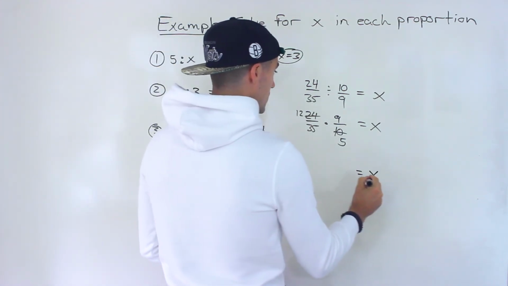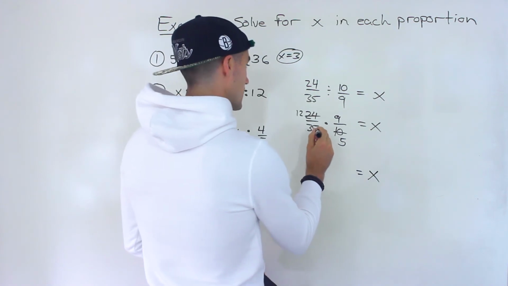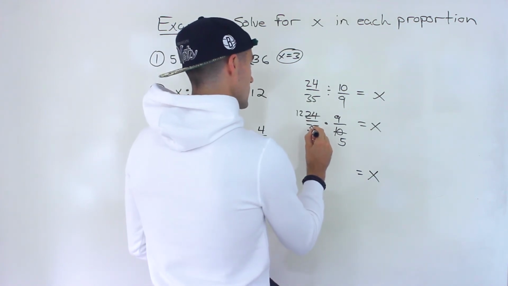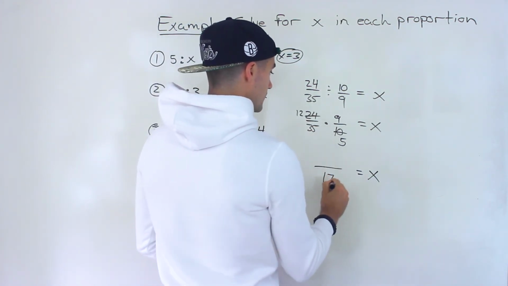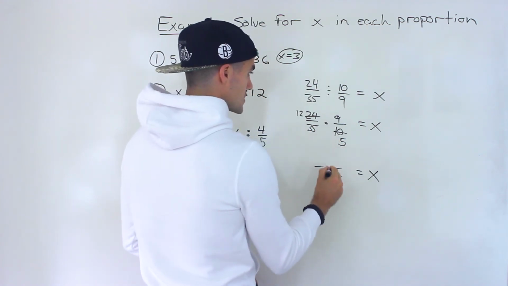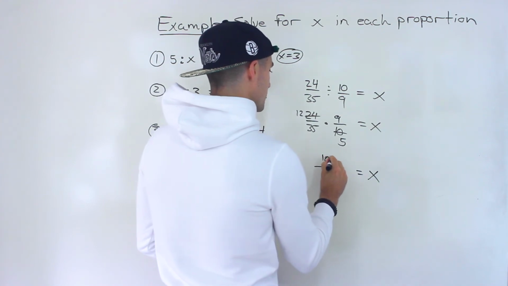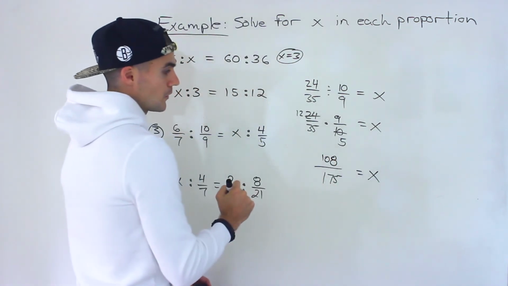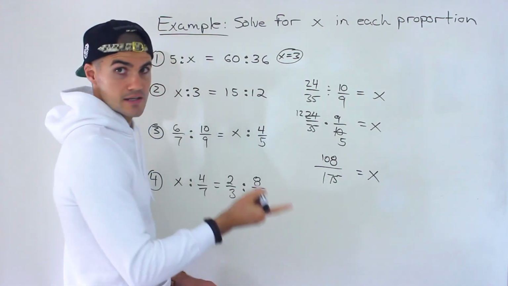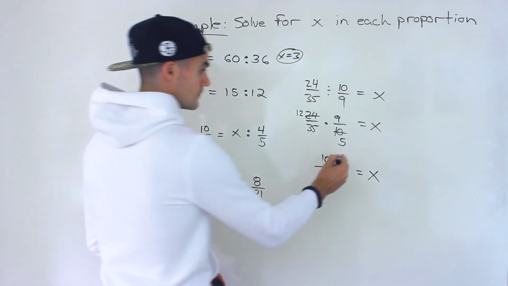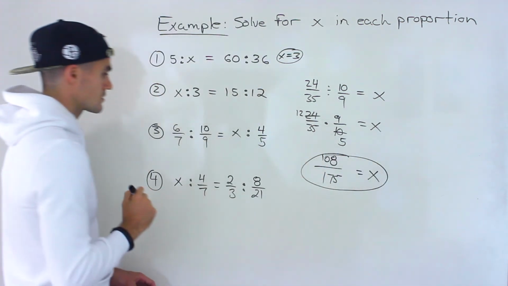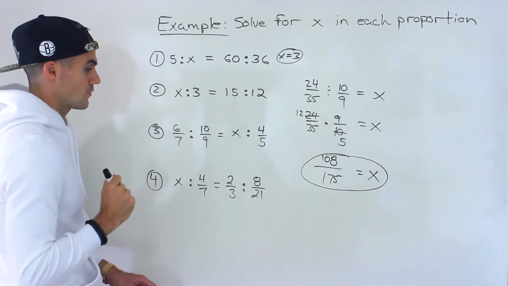So this would be 175 at the bottom. Right, 5 times 35 is 175, and then 12 times 9 would give us 108. Then 108 over 175, that doesn't simplify any further. Right, so that would be the answer to number 3.